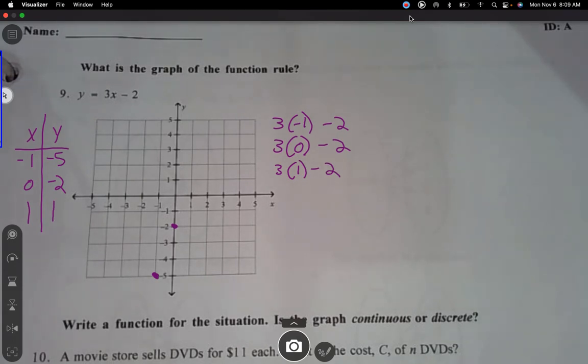So what does that mean? I go on my graph, 1, 1. Over 1 and up 1. And then there's my line. Just make sure you draw your line. That's what it's asking for. What's the graph? It wants your line.